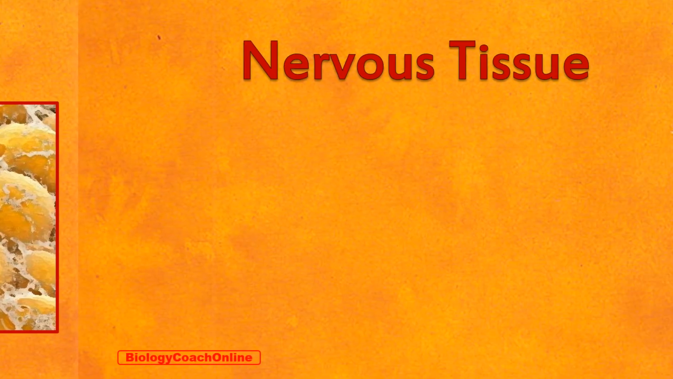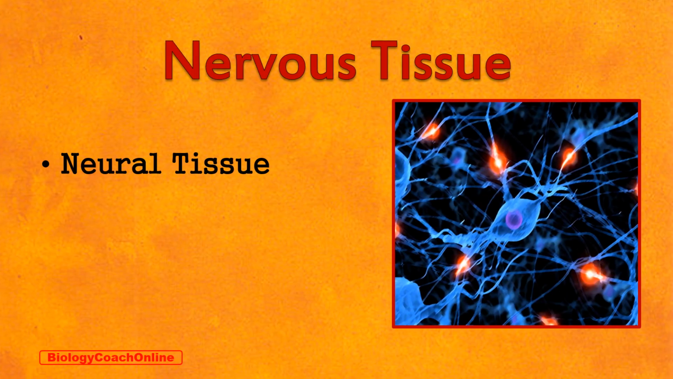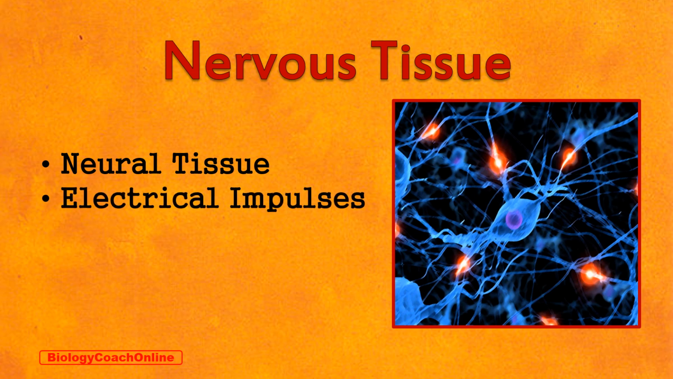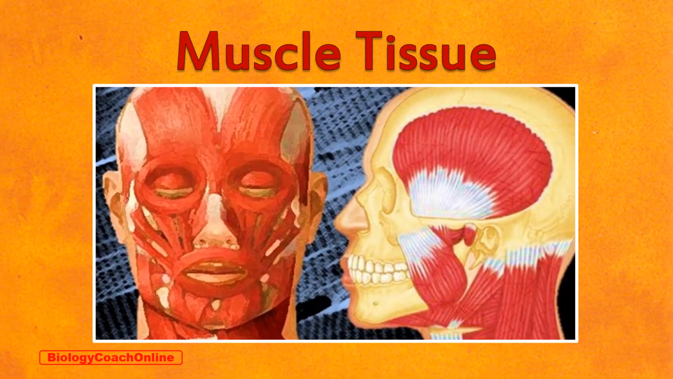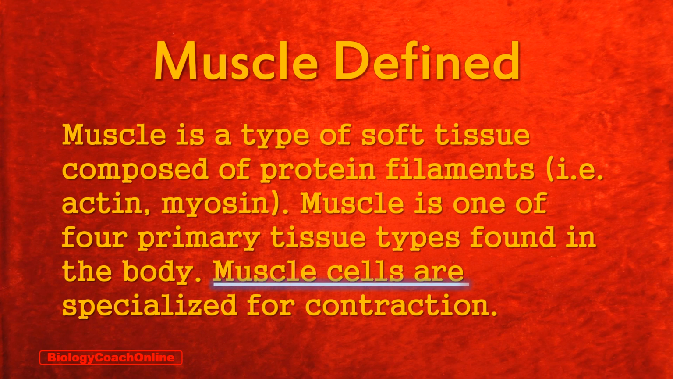Now, nervous tissue, also called neural tissue, carries information to and from various parts of the body in the form of electrical impulses. 98% of your nervous tissue is concentrated in your central nervous system, or CNS. The CNS consists, of course, of your brain and spinal cord. And finally, we have muscle tissue, the fourth primary tissue type, and it is, of course, the topic of this lecture. Here's a fun fact. Your muscular system makes up about 44% of the weight of your body, so it's quite a substantial system. Now, finally, muscle cells are specialized for contraction, which we will discuss shortly.